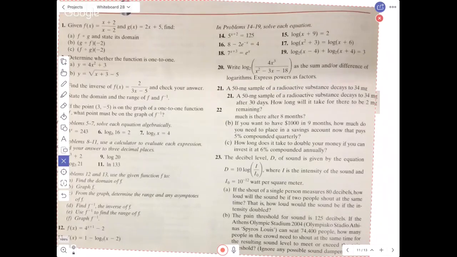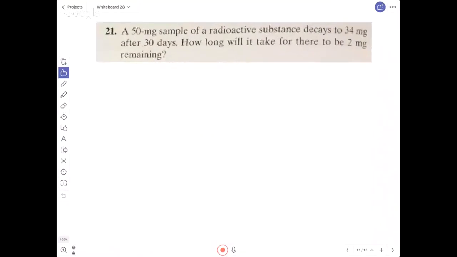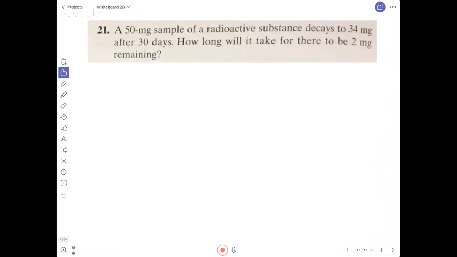No one's making 5% interest in a savings account anyway. It's not a particularly good problem.